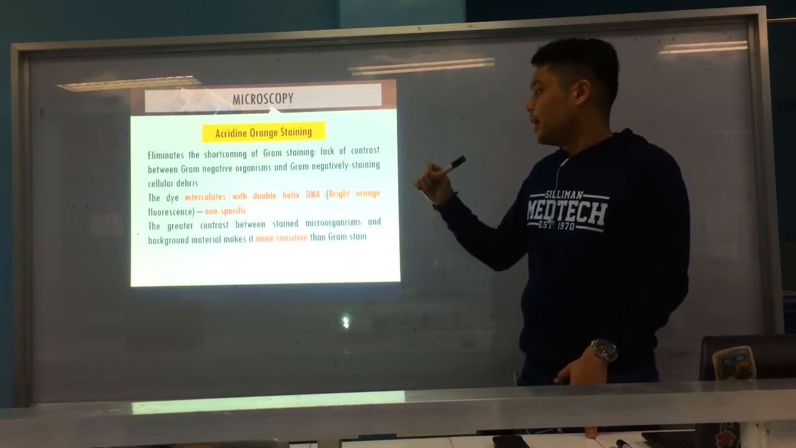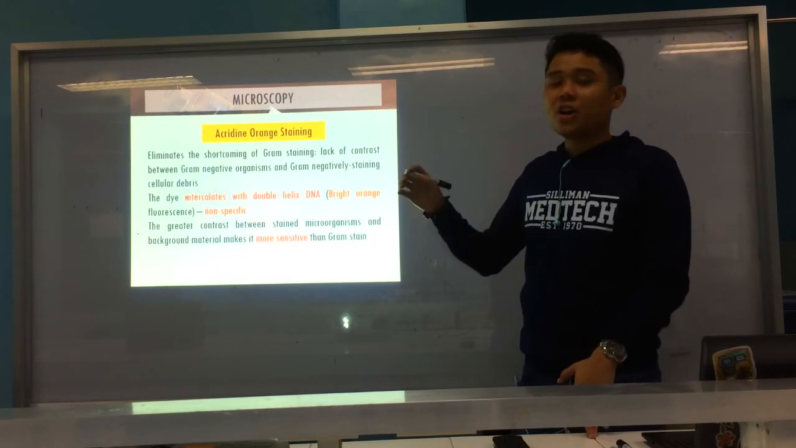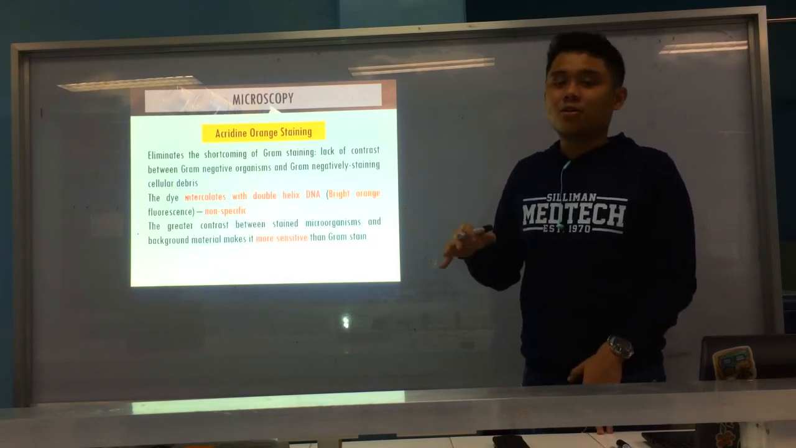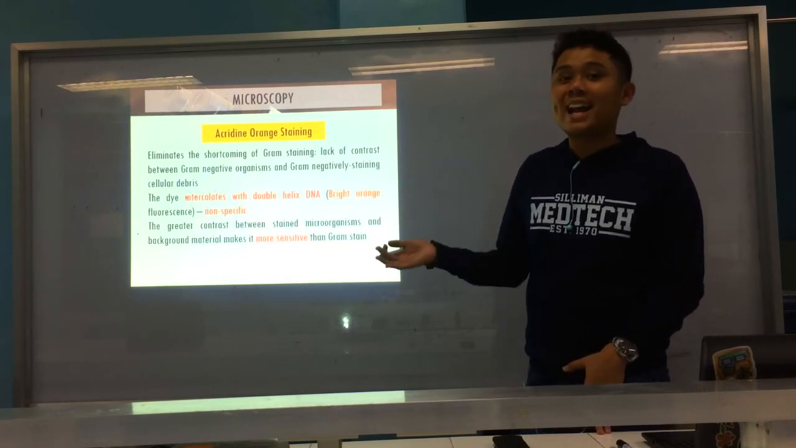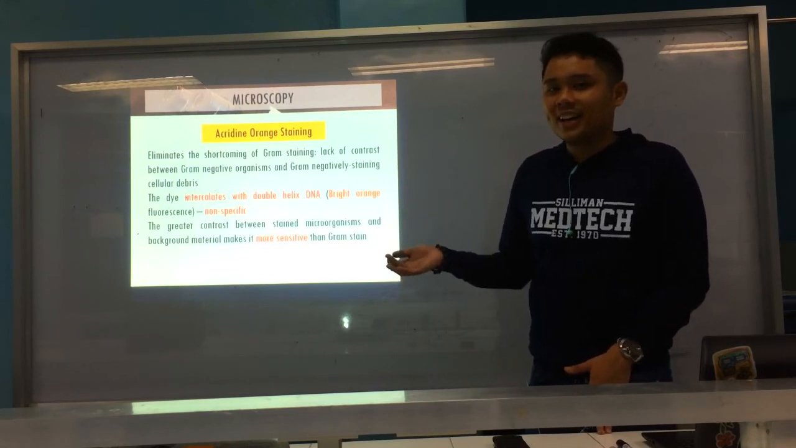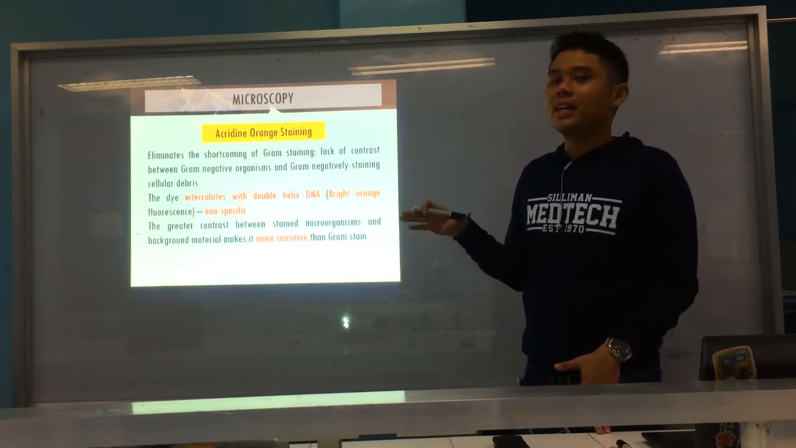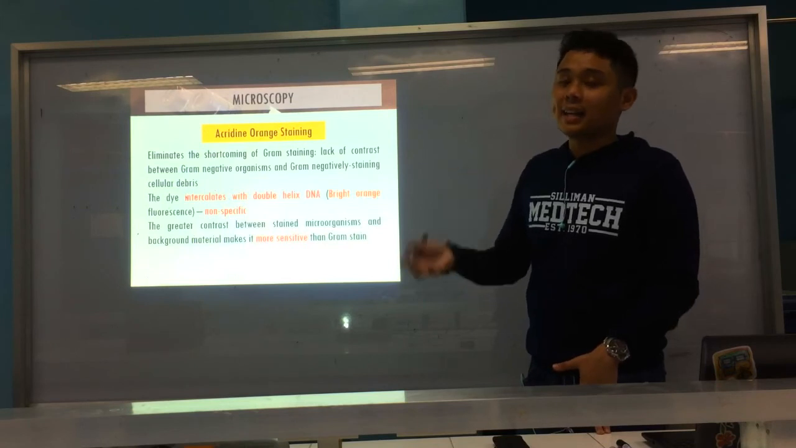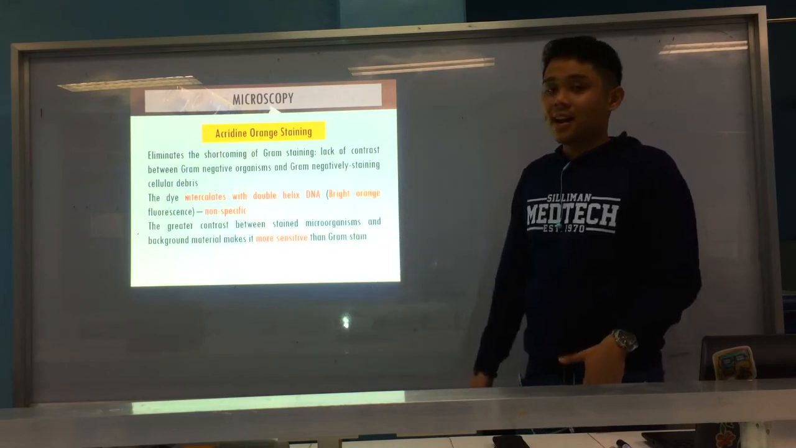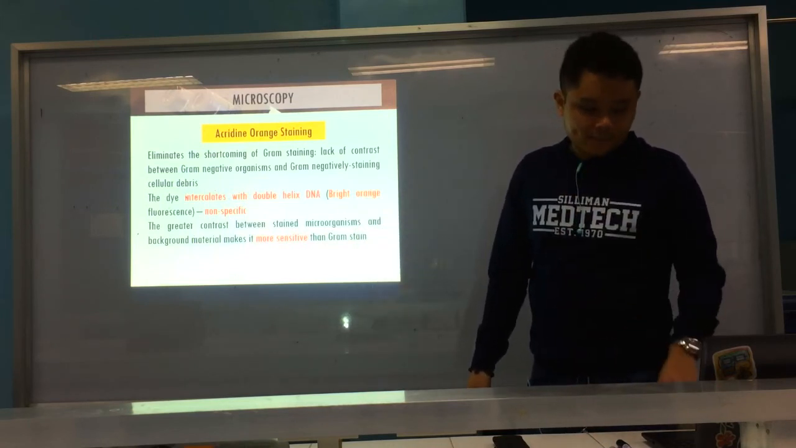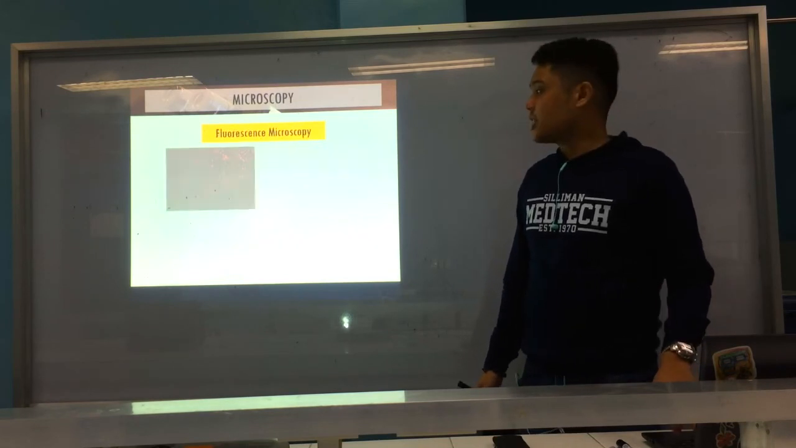Because again, there is contrast between the stained organisms and the background, since what is stained is the DNA, and your background doesn't have DNA. So no matter how small the organism is, as long as it has DNA, it can be detected. Therefore, it is more sensitive than gram stain. Okay? Alright. And here's an example of fluorescence microscopy.